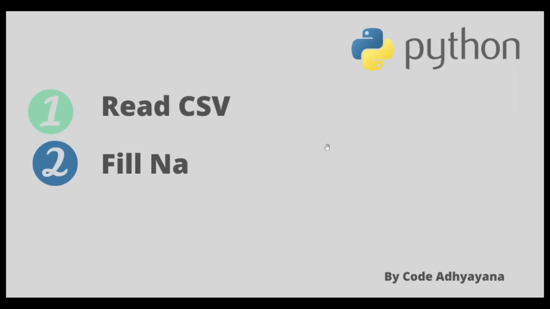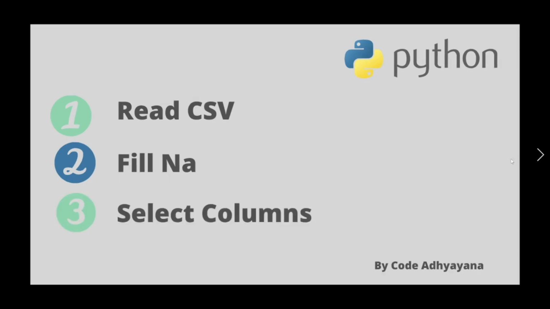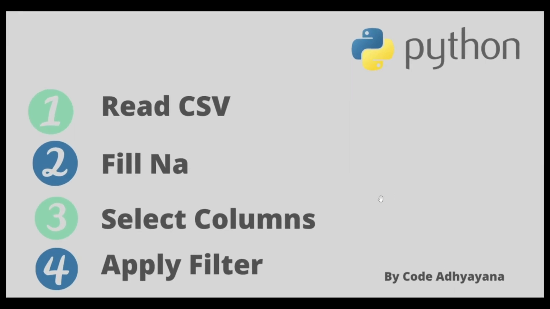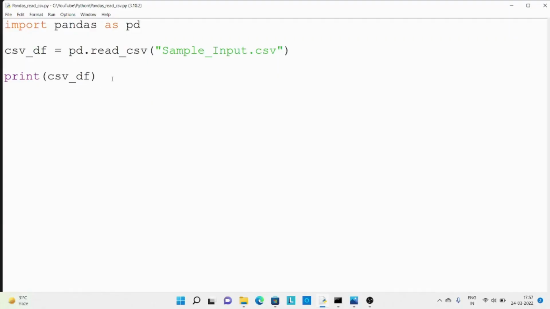Then we are going to fill the NA value with some known value. Third is we are going to select only the required columns. And finally, we are going to apply a filter, create a new filtered data frame, and write the data frame into Excel. Let's jump into the code.